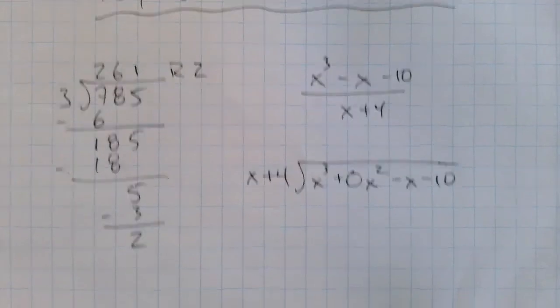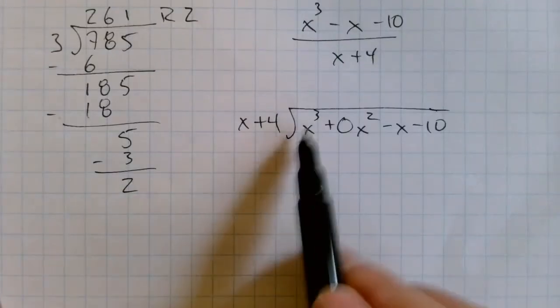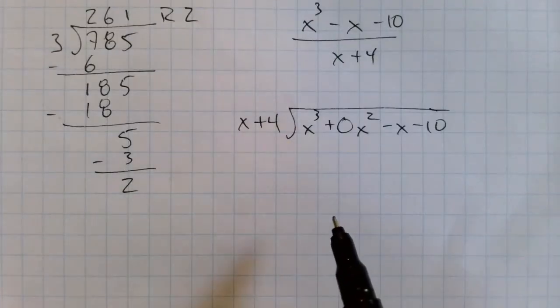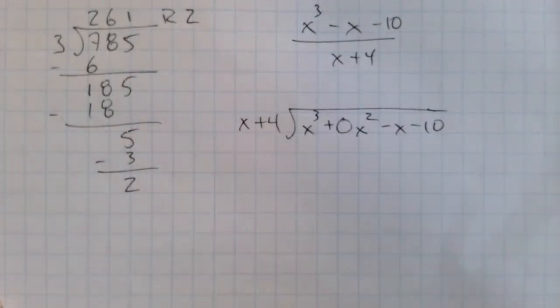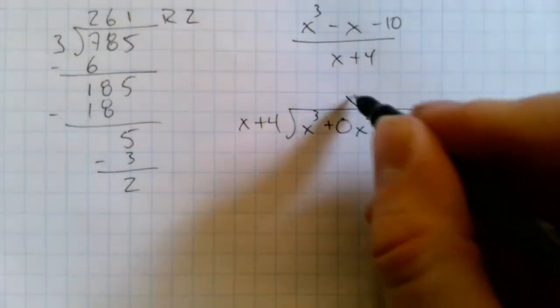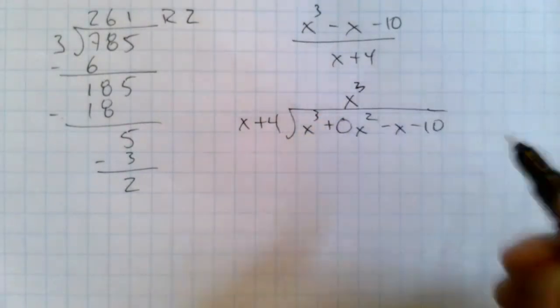Anyway, now I want to get rid of this x cubed term. So I have to ask myself, what can I multiply by this to get an x cubed to pop out? Well, I can multiply that by x squared. x squared.